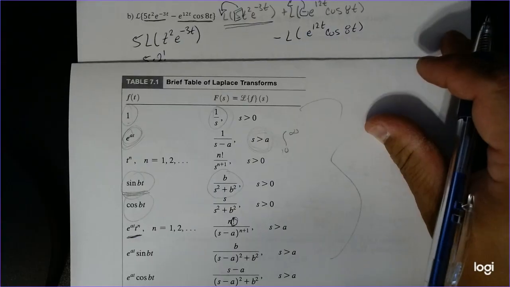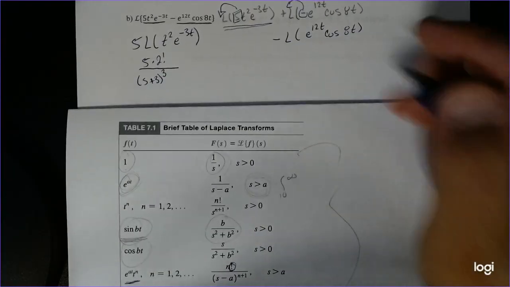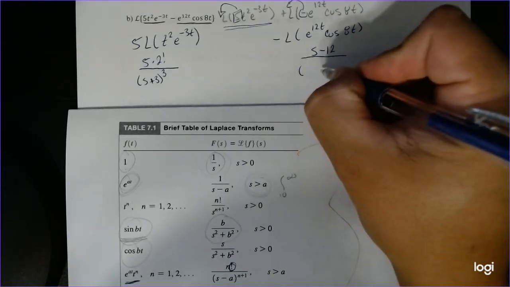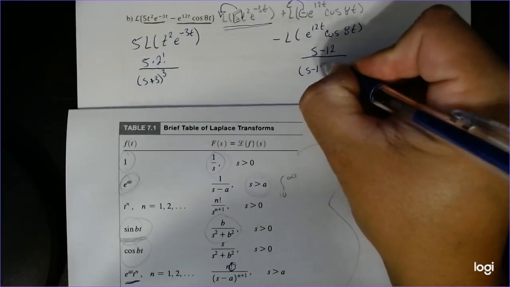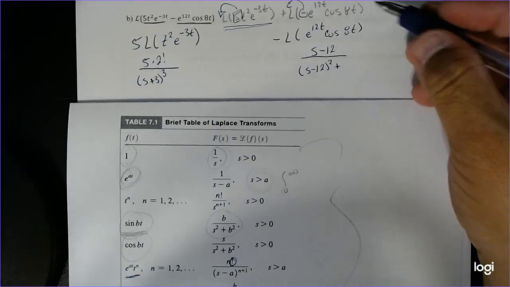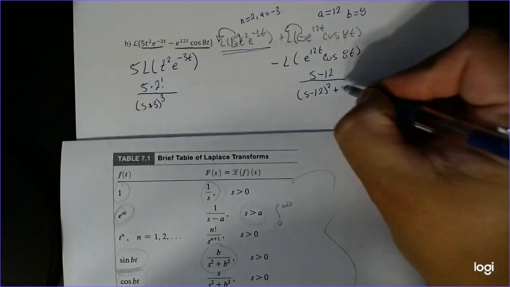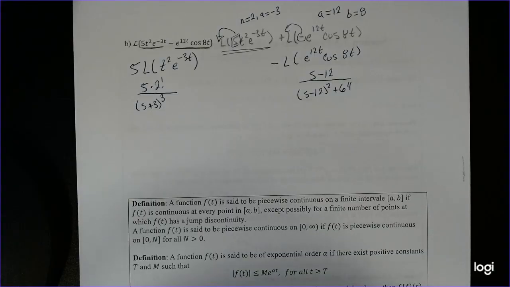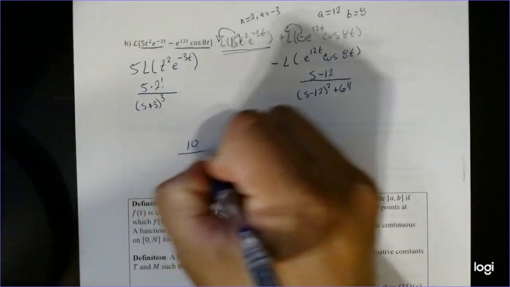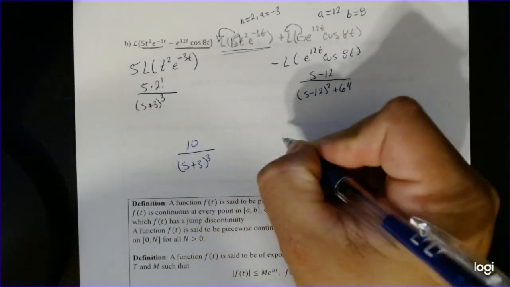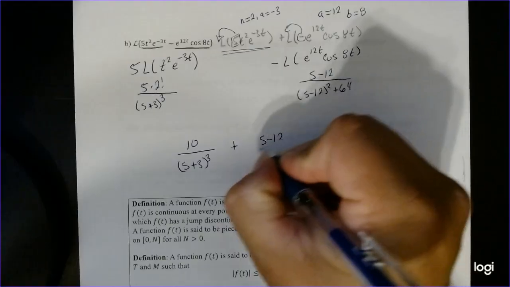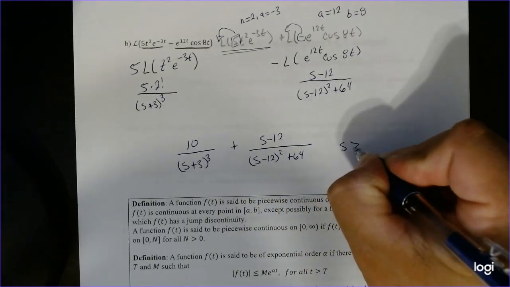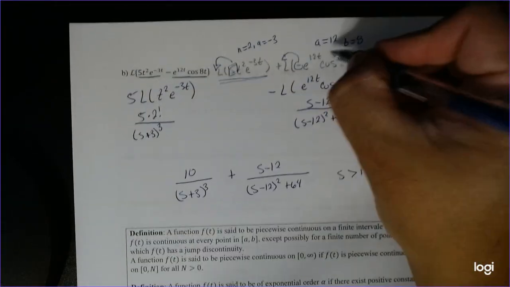And now I just follow exactly what we have. So the top is going to be S minus A. So S minus 12 over, again, S minus 12 squared plus B squared. So our B squared in this case is 8, so 64. All right, and then we just put this together. So I'll simplify this, it's just going to be 10. And again, where S has to be greater than now 12, since 12 is the bigger of the two A's.